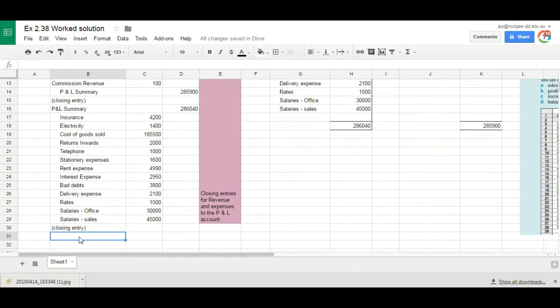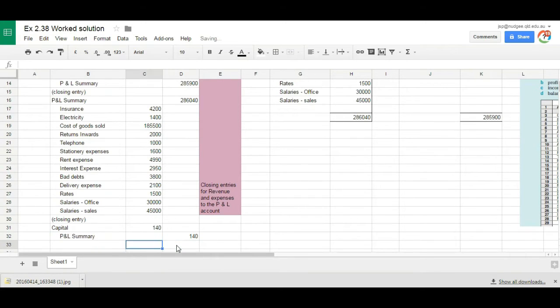All right, so after that, we are transferring our net loss or our net profit to our capital account.